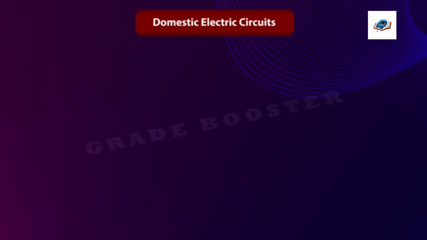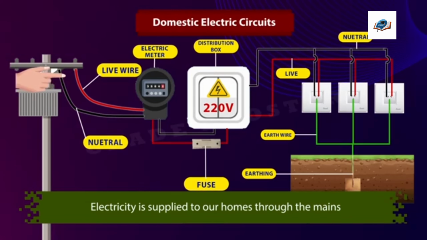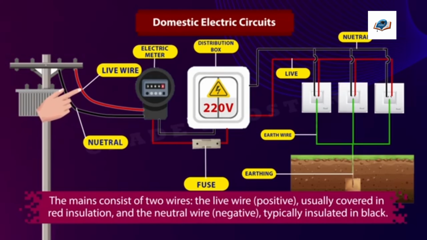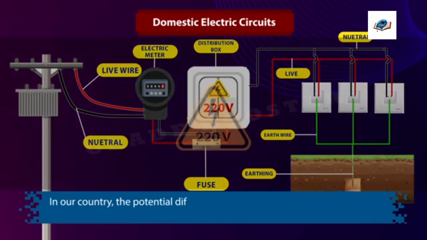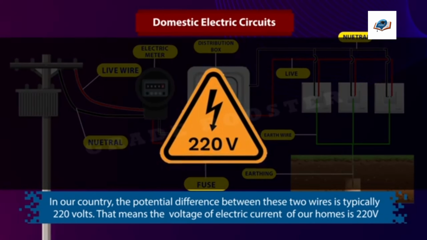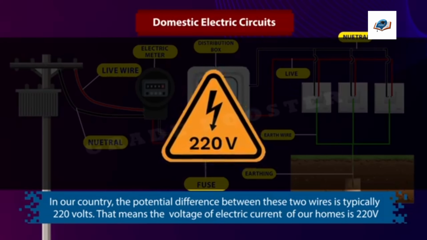Domestic electric circuits. Electricity is supplied to our homes through the mains. The mains consist of two wires: the live wire that is positive, usually covered in red insulation, and the neutral wire that is negative, typically insulated in black. In our country, the potential difference between the two wires is typically 220 volts. That means the voltage of electric current of our homes is 220 volts.